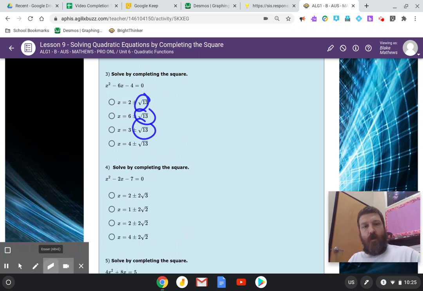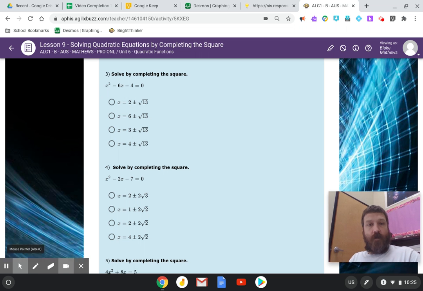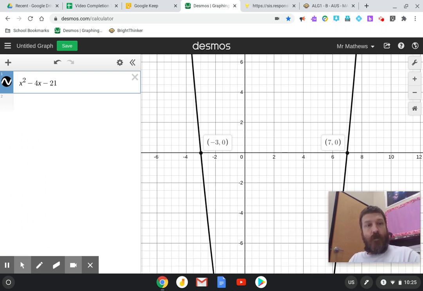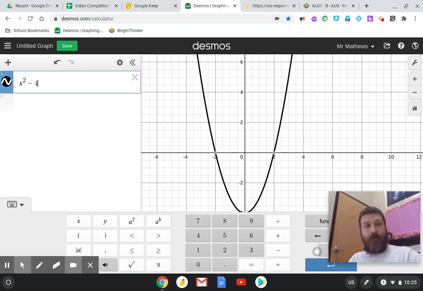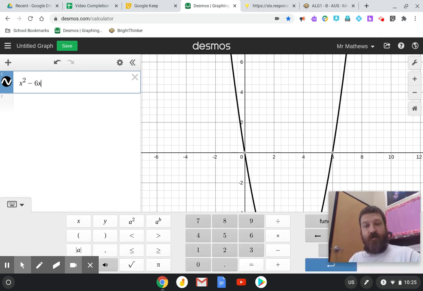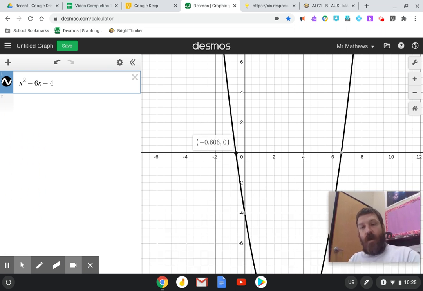So how do I deal with this? Well, first we are going to graph it. It's already in standard form, x squared minus 6x minus 4. Let's do that right now. X squared minus 6x minus 4. And so you can see, if I was just working this out, I would be concerned because these are not whole numbers. I have negative 0.606 and positive 6.606. So what number am I dealing with here?